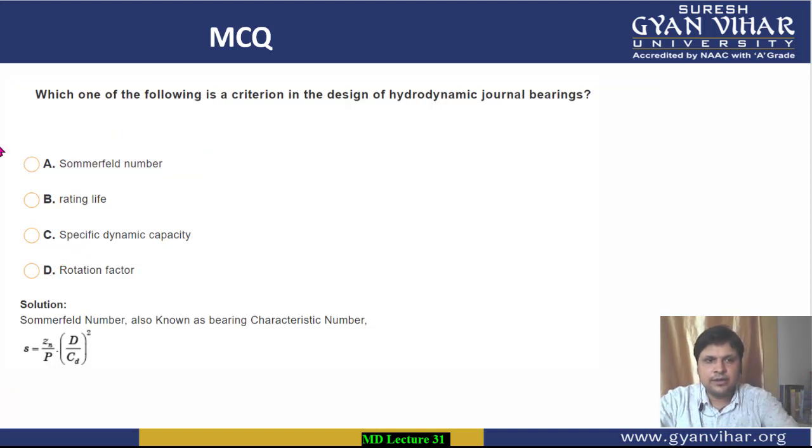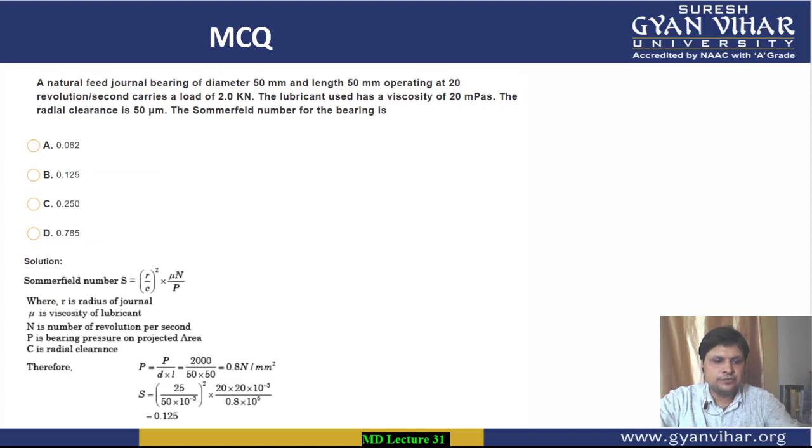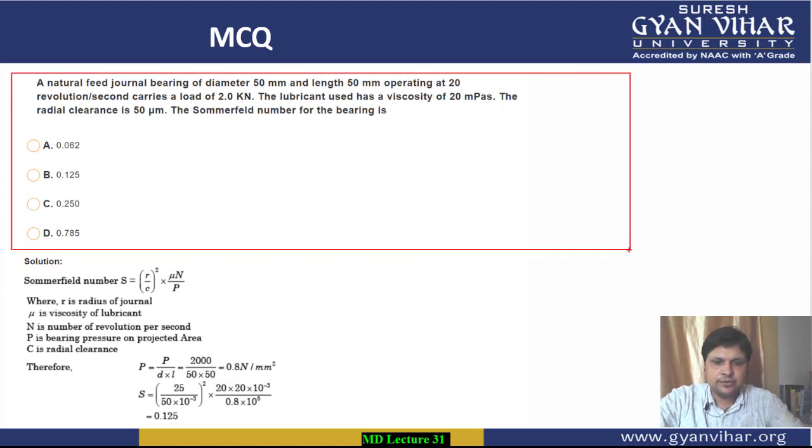Coming to multiple choice question number 2. Here it is a numerical, students. A natural feed journal bearing of diameter 50 mm and length 50 mm, meaning L by D is equal to 1, is operating at 20 revolutions per second. This is the value of N s.